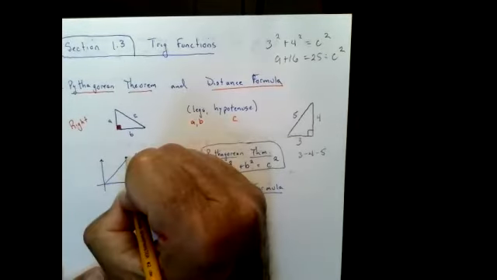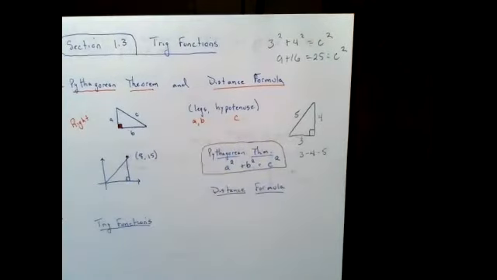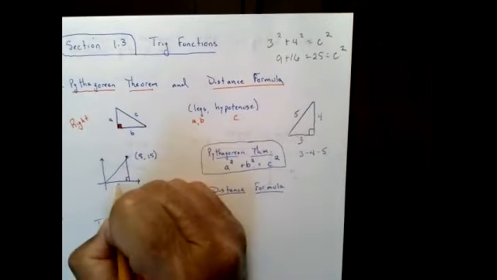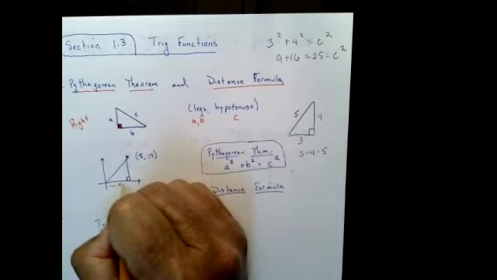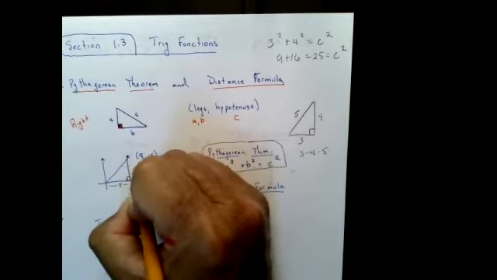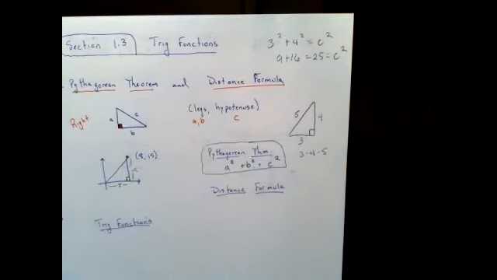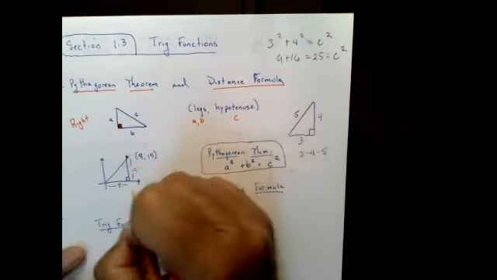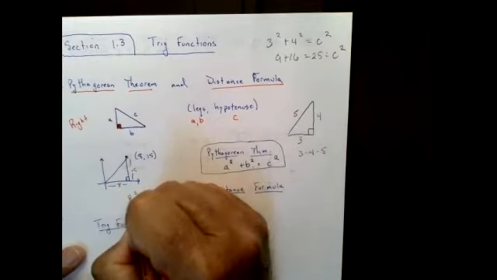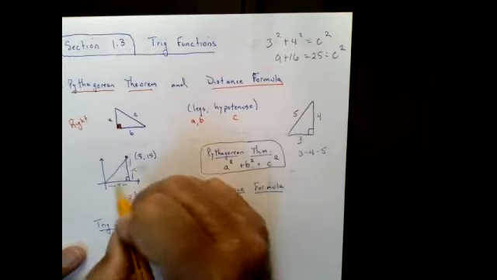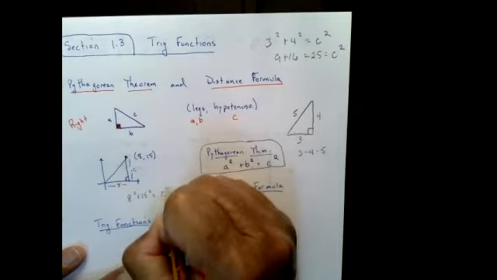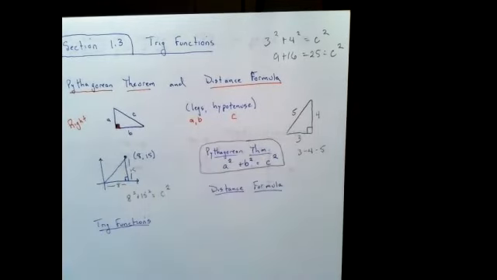Here's an example. This point is the point 8, 15. I go over 8. I go up 15. What is the hypotenuse? Let's see, 8 squared plus 15 squared. Again, I'm trying to find the hypotenuse, and the hypotenuse is always over there on the right side. Good. 17.